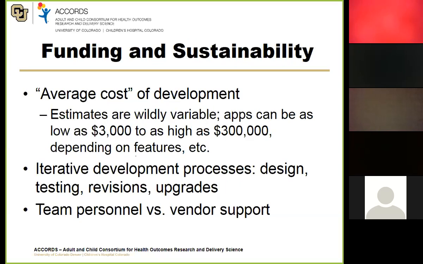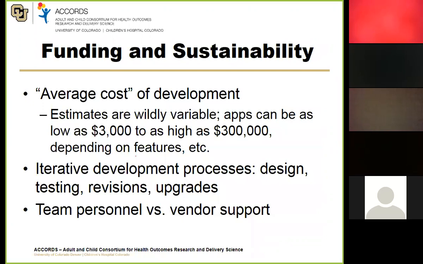Finally, to the thing that I know is probably of particular interest, funding and sustainability. One of the most common questions I get in this field is, how much does it cost to build an mHealth solution? How much does it cost to make an app? The answer to that question is so wildly variable. It depends on the features that go into it, it depends on data storage considerations, it depends on so many things. I've seen quotes for as low as $3,000, as high as $300,000. I've heard of quotes for $1 million and more, although if you get one of those, I would advise you to talk to other sources to see if somebody can do better for you.